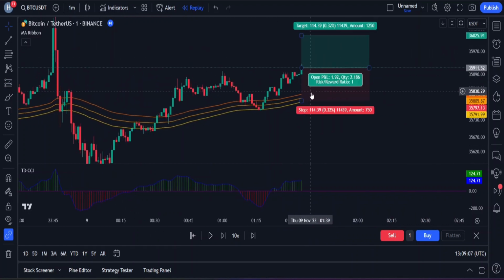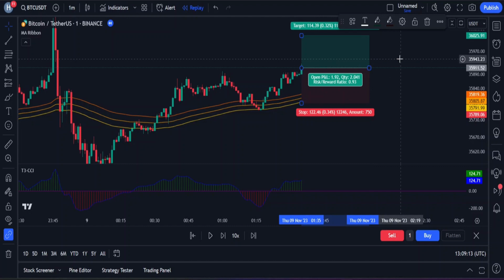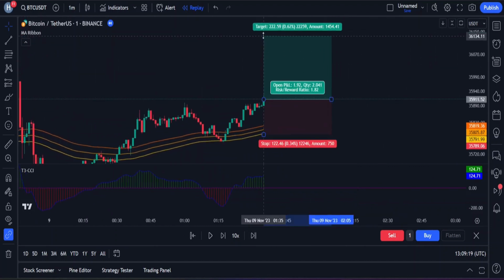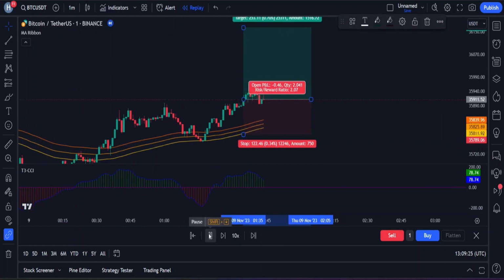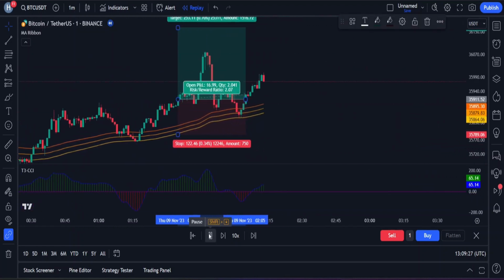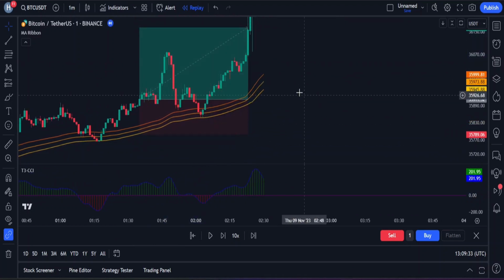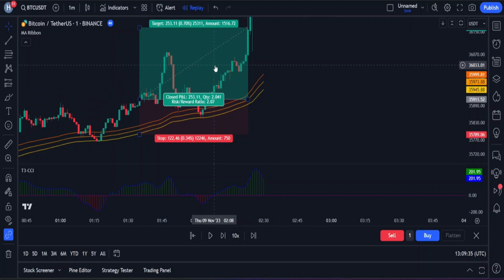Our stop loss for this trade is placed below the moving average zone, which will be right here. And for the take profit target, we will use a risk to reward ratio of 2. Now, let's see if this trade will be profitable or not. I hope you guys have understood the rules for entering a buy trade using this strategy. Now, let's go through the rules for entering a sell trade using this strategy.